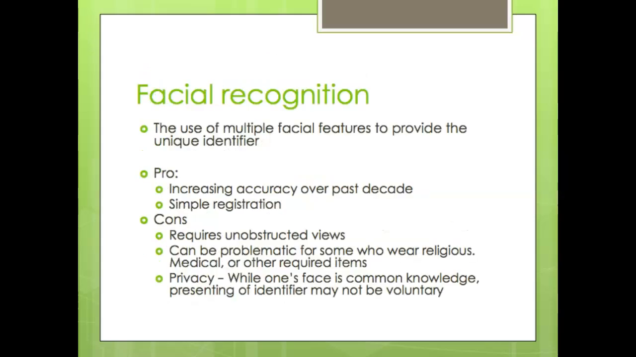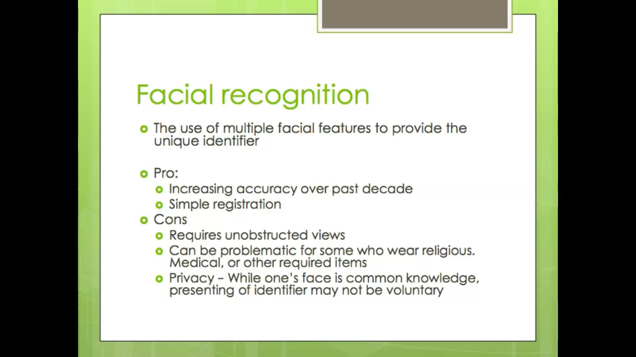So facial recognition uses multiple facial features to provide a unique identifier. There are different types. Some of them measure height, width, the spacing between the eyes, those things. Others go a bit deeper, if you will, and they actually read the bone structure in face geometry. But most of them are camera-based and go with an algorithm that measures distances between facial features, depth of facial features, those types of things.